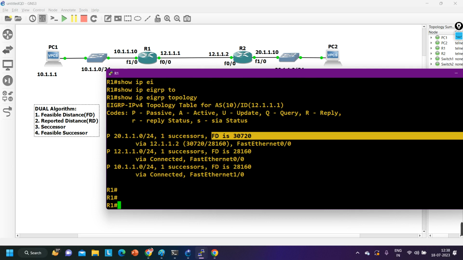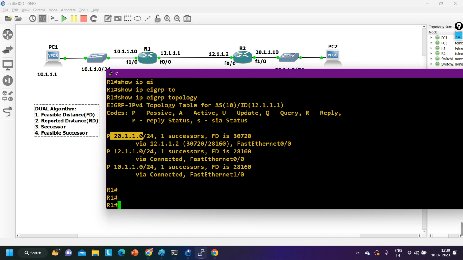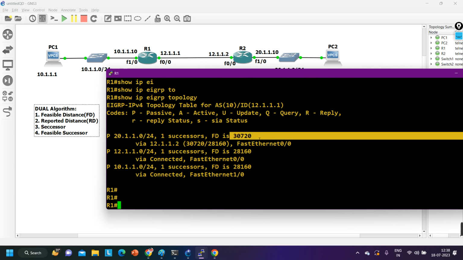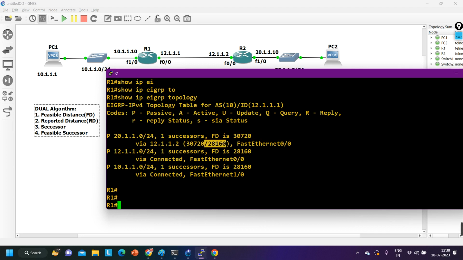Means total cost, total metric to reach this network is 30720. Getting my point? FD is nothing but the total distance from source to destination. And this is nothing but RD. RD means reported distance. Reported distance, this is RD.